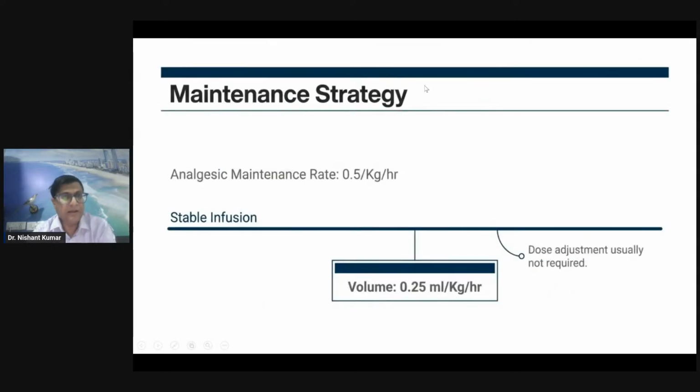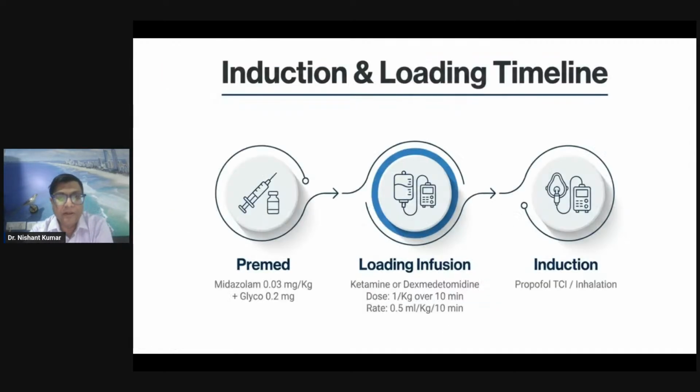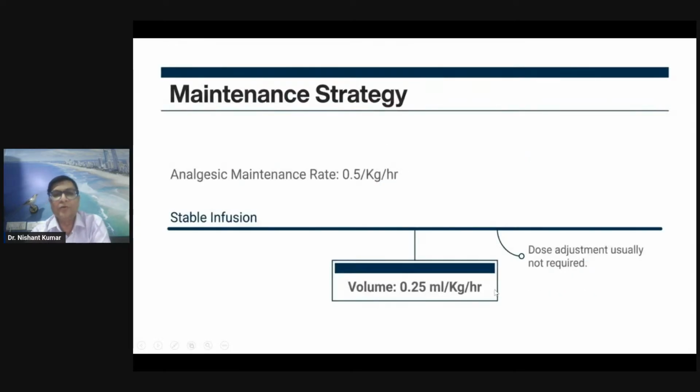Maintenance, as I said, analgesic maintenance rate is 0.5 milligram, 0.5 ml per kg per hour. Remember the dilution was either 2 milligram or 2 microgram per ml. A stable infusion. Then I come down to 0.25 ml per kg per hour, and dose adjustment is usually not required. So as I said, it is 0.5 milligram or microgram per kg per hour. So the volume that we have calculated comes down to 0.25 ml per kg per hour. So that is what I do usually for maintenance.